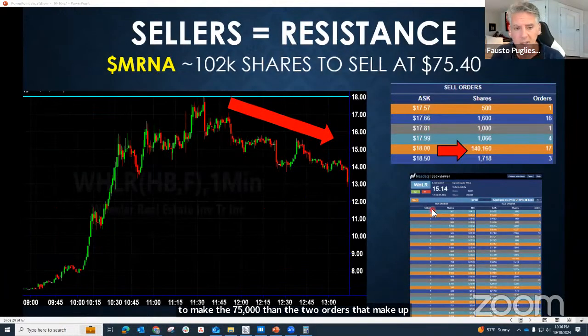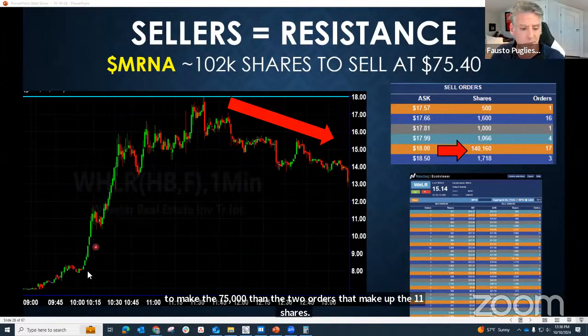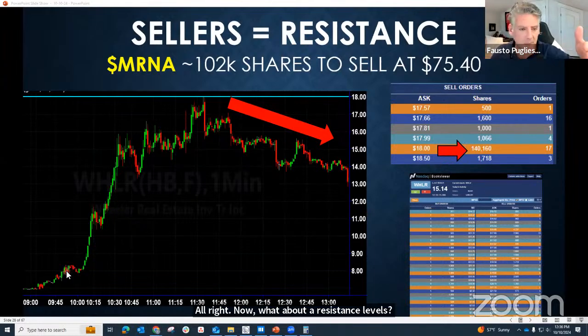All right. Now, what about resistance levels? Moderna. This is the company that came out with the COVID drug that made a killing. So mRNA, you could see it went from $8 up to 18 and came back down to 13. Why did it stop at 18? Why didn't it go to 20? What the hell's the number 18?